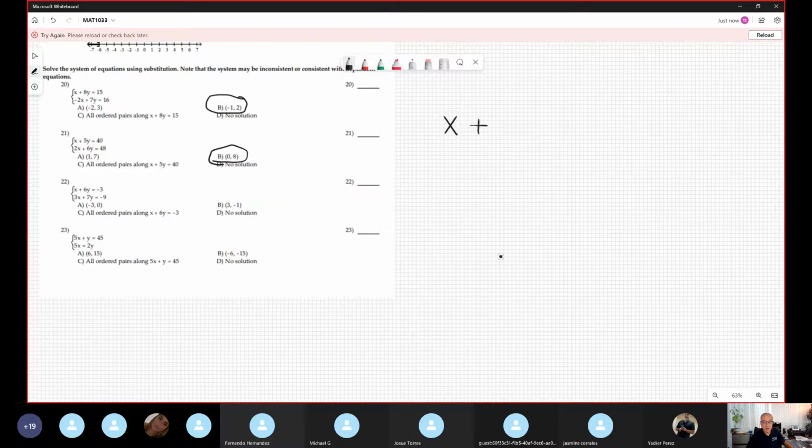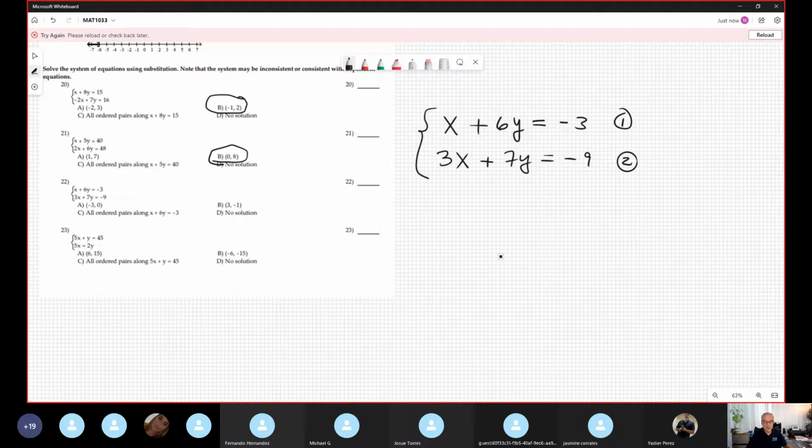x plus 6y equals minus 3, equation 1. I like to call it a name. This is a number, it's a name. 3x plus 7y equals negative 9, equation 2. This is my system.